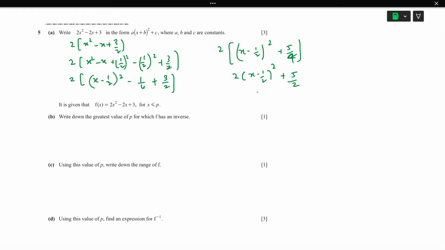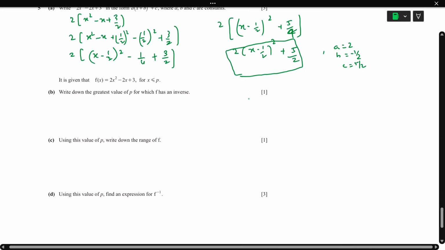So here a equal to 2, b equal to negative 1 by 2 and c equal to 5 by 2 we got. So all are constants. Okay, so that's not required. This is our final answer. This is the final answer for us. Okay, next.